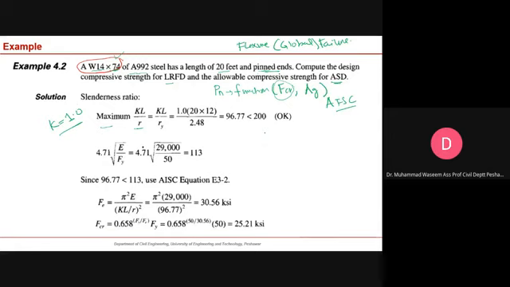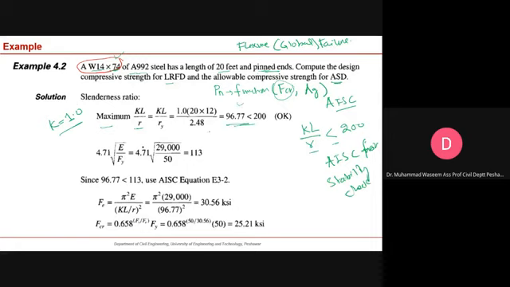So as I told you, we discussed in the last lecture that the L by R ratio, and now it is KL by R ratio, for a compression member should be less than 200 in order to avoid slenderness or stability failure. Okay, so this is the requirement of AISC for stability check. So you have to check it first. Is it less than 200?